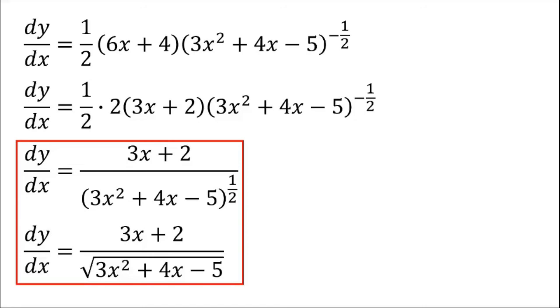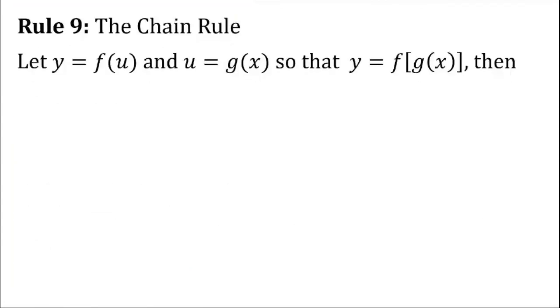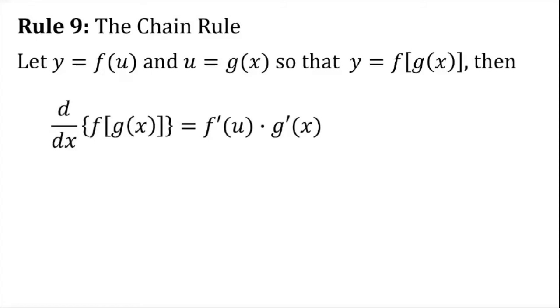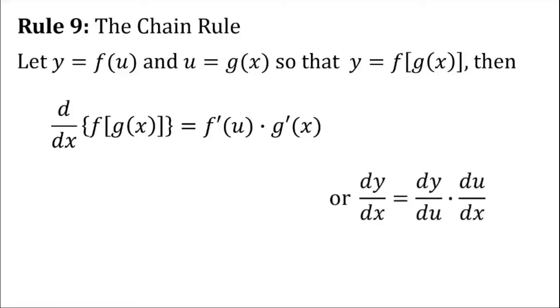Okay. So next, rule 9, the chain rule. Let y equals f of u and u equals g of x, so that y is equal to f of g of x. Then the derivative of f of g of x is equal to f prime of u times g prime of x, or dy over dx equals dy over du times du over dx.